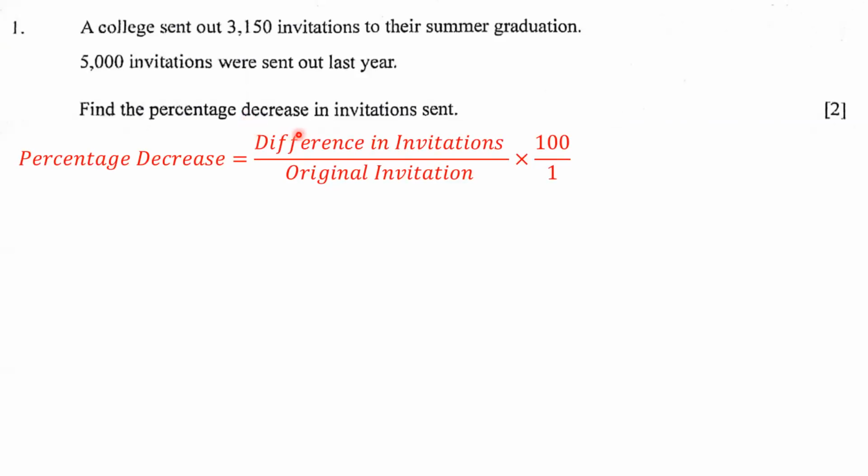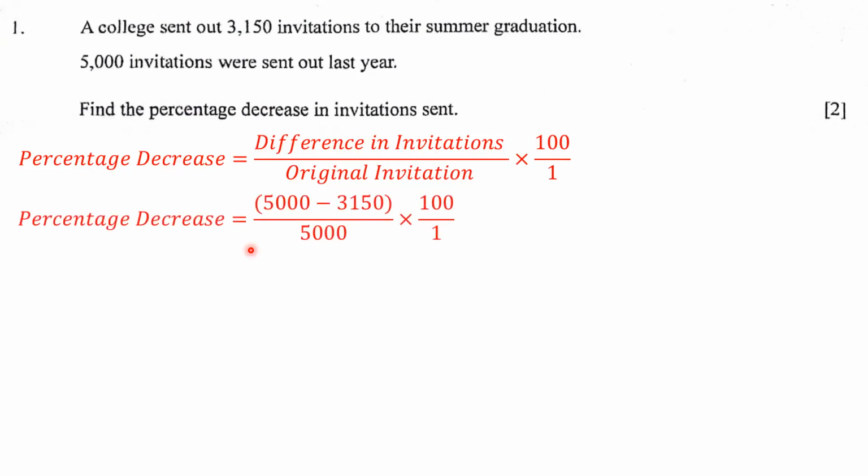So for the percentage decrease, the formula that we could use is the difference in invitations. We have to subtract these two numbers. Then after we subtract these two numbers, we're going to divide it by the original invitation, which is 5,000. We're going to multiply it by 100 over 1 because we're trying to find a percentage. Okay, so let's find the difference, 5,000 minus 3,150. We put it over 5,000, that's the original amount because that's what they sent out last year. Multiply that by 100 over 1.